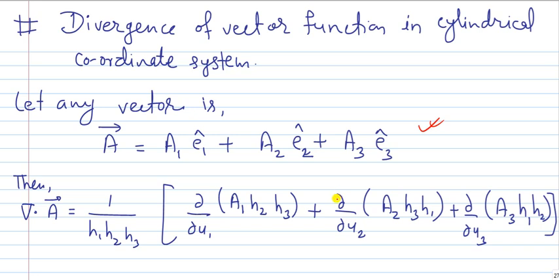So we know the relation nabla dot A means divergence. This is the general expression we have derived: 1 by s1 s2 s3, del by del u1 of a1 s2 s3. It is quite easy for remembering also. So the terms are in the cyclic order. Okay, a1 s2 s3, then 2 3 1, then 3 1 2, like this.